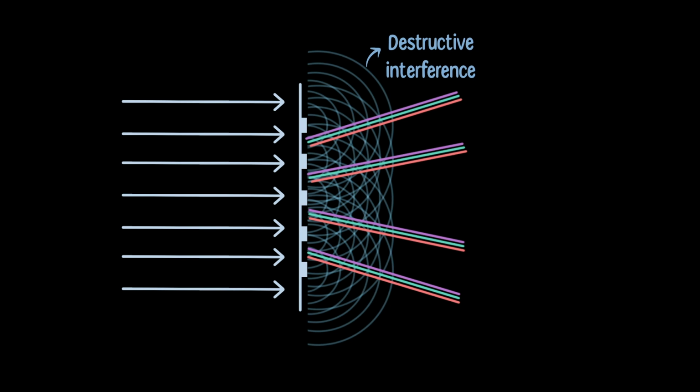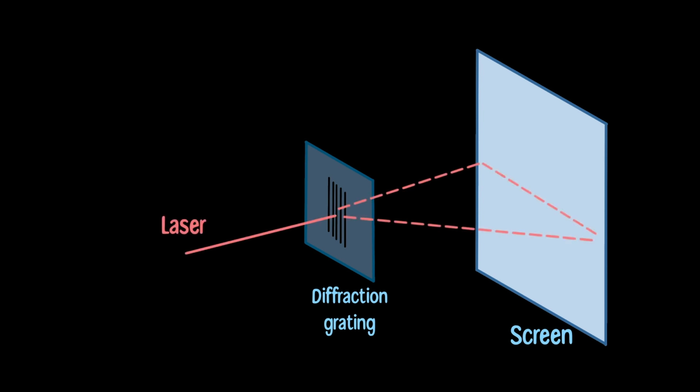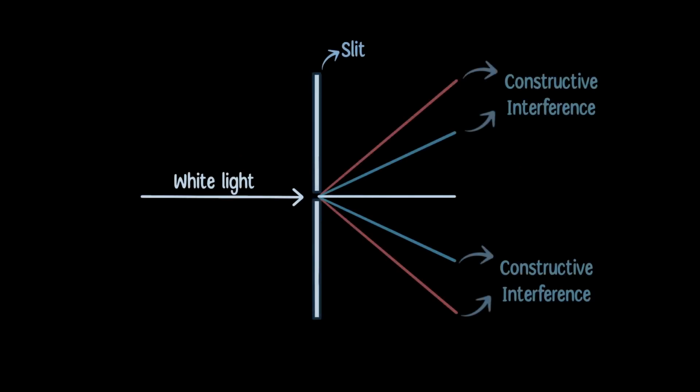You can isolate the patterns produced by a particular colored wave by using monochromatic light, which is light of one color, or a laser instead of white light, and you'll see the familiar fringe pattern that you remember from Young's experiment. You can also calculate the angle at which different wavelengths diffract to produce this pattern, which we'll get to later in this video.